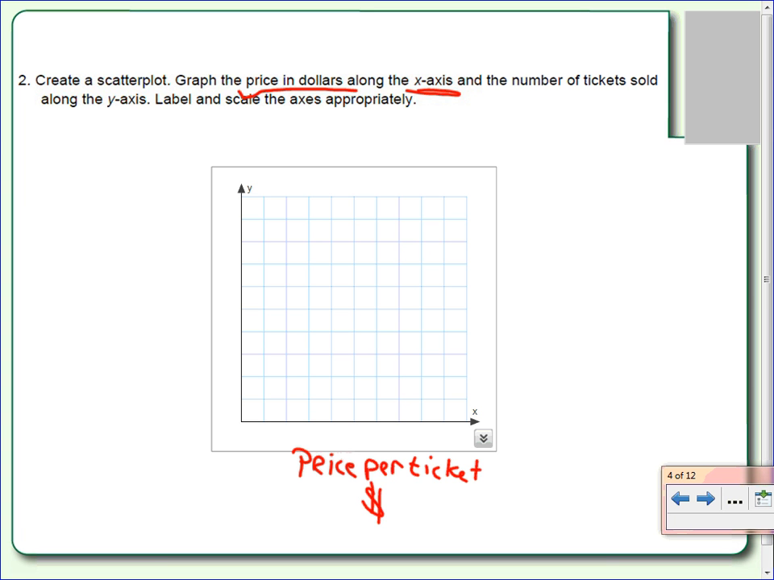The y values, on the other hand, are going to be the number of tickets sold. So over here, my y's are going to be the number of tickets sold.